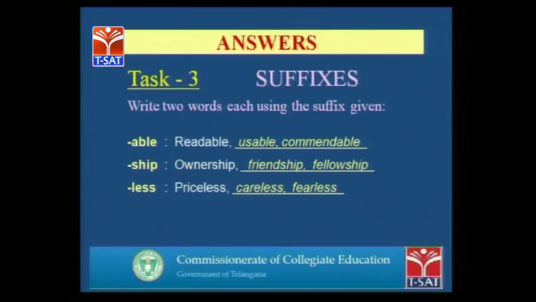And the third item, suffixes: able, read, readable was given to you, and usable, commendable, and ship: ownership, friendship, fellowship, and others. So many ships are there. Less: priceless, careless, fearless.